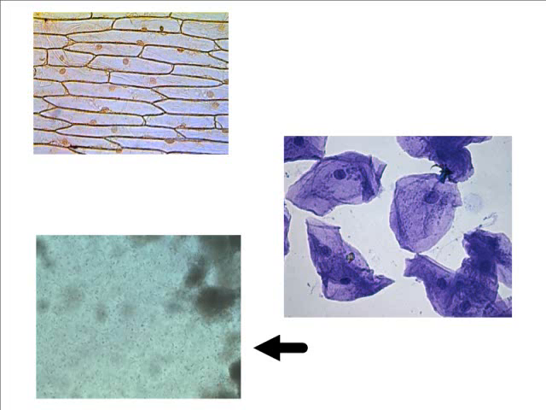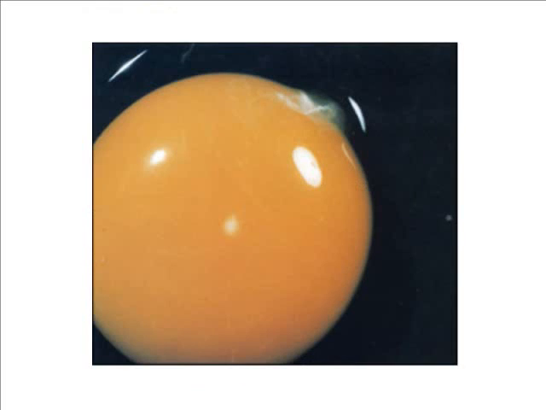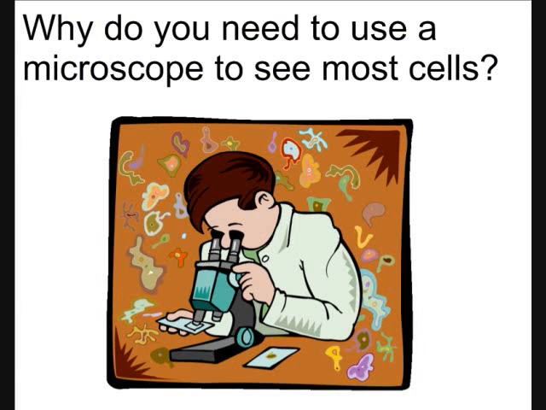Now there is a cell that you can see with the naked eye, and this is from the chicken or egg cell, or chicken or ostrich egg. Now what you're looking at here, circled in red, is the chicken's egg cell. It's not the entire egg, it's just that little white dot. But aside from this, almost every other cell that you need to look at, you need a microscope to see them. So what's up with that?